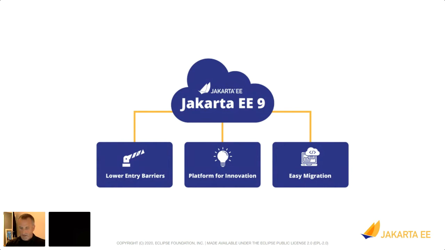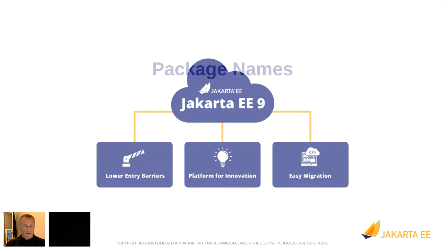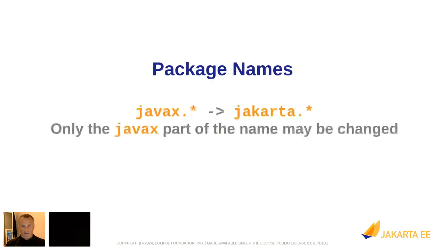So let's dive a little into the technical things. And these are some topics that are very fresh. We discussed them yesterday in our platform call. And one of the things that we are going to do in this release, and this is the major thing in this release, is to go from the javax namespace to the Jakarta namespace. And it's only the javax part of the name that shall be changed. We don't want to change any class names or change any packages or anything.